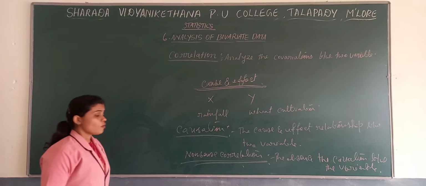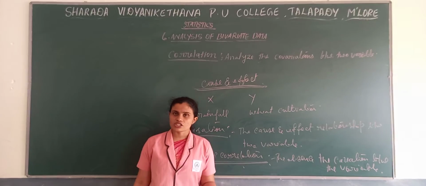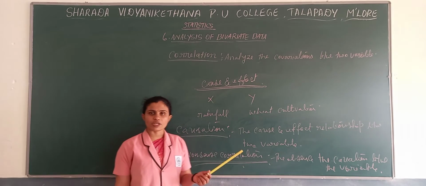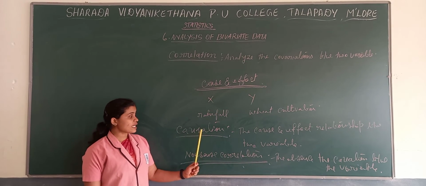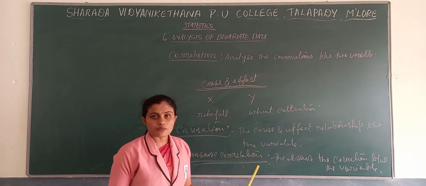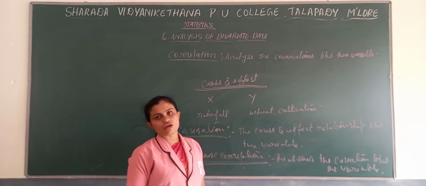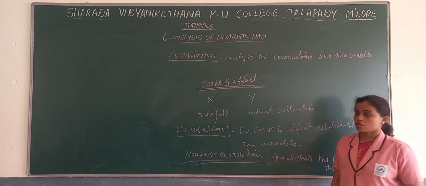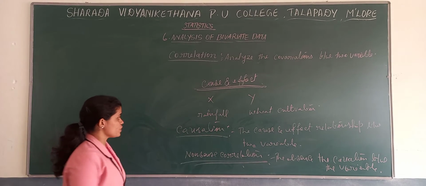So these are the 1 mark questions. If we find a cause and effect relationship between the variables, we call it causation. If there is an absence of cause and effect relationship, then we call it nonsense correlation. So these are possible 2 mark, 1 and 1 marks questions.